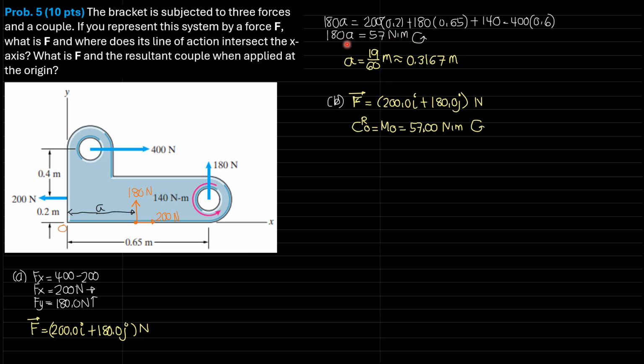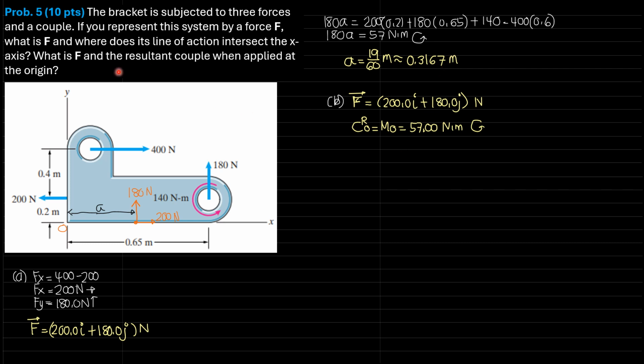Equating it with the moment of the resultant, which is only due to the y component of the resultant, 180A. So solving for A is 19 over 60 meter, or in decimal, 0.3167 meter. So the resultant crosses the x-axis at a point to the right of the origin at this distance, 0.3167 meter.